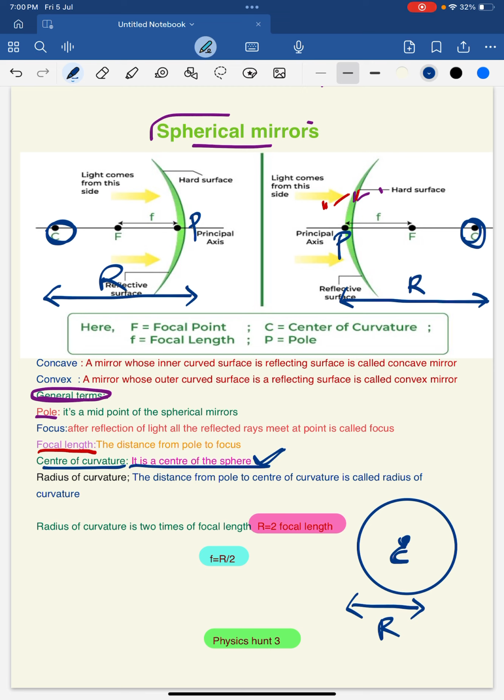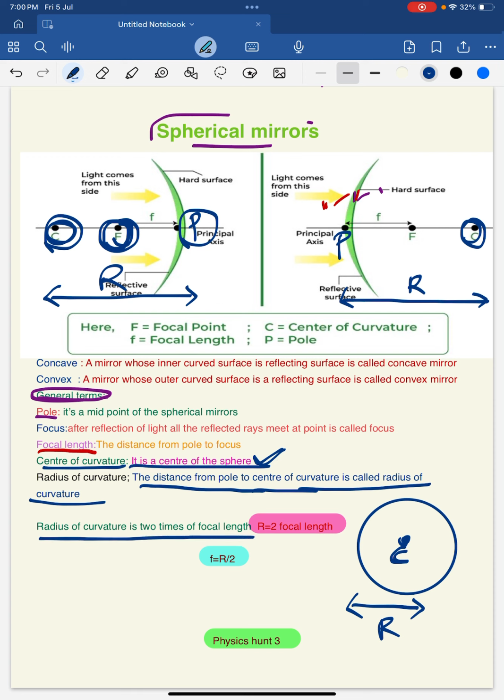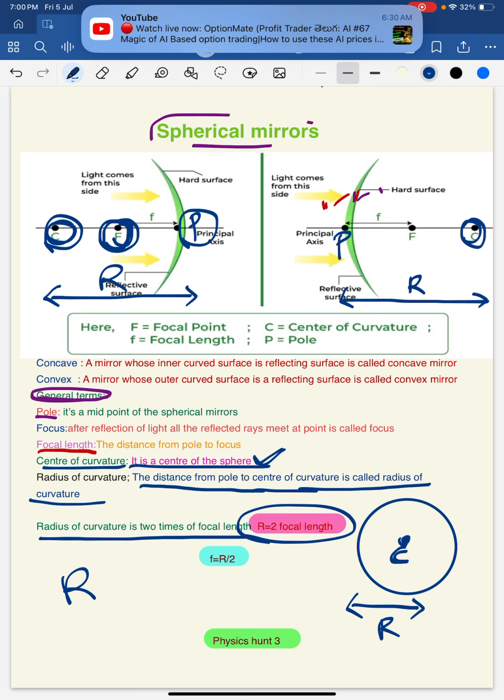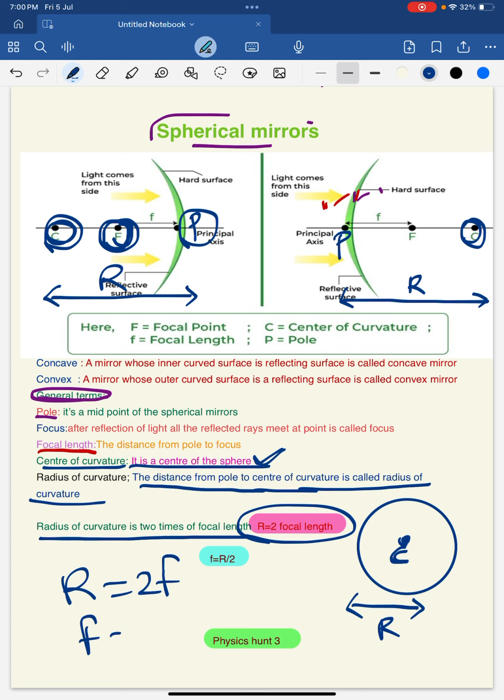So here I mentioned the definition also. The distance from pole to center of curvature is called radius of curvature. And look at the diagram carefully here. The pole location is here, center of curvature location is here. So in between pole and center there must be one more point located, that is called focus. So this focus distance is exactly half of the radius of curvature. Okay, so that's why I mentioned here the last point, radius of curvature is 2 times the focal length. So R is equal to 2 times focal length. So from this we can easily calculate focal length. So f is equal to R by 2. So focal length is equal to half of the radius of curvature.